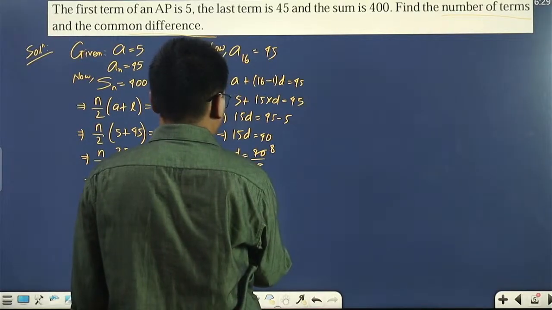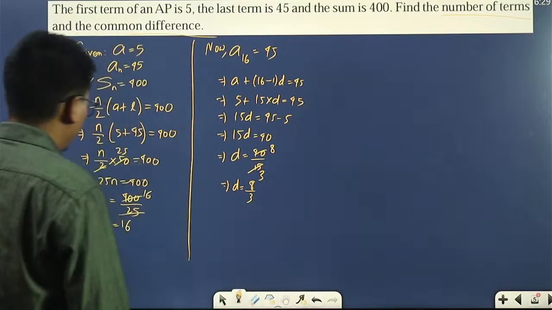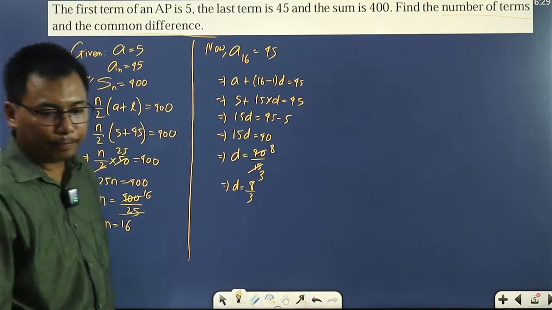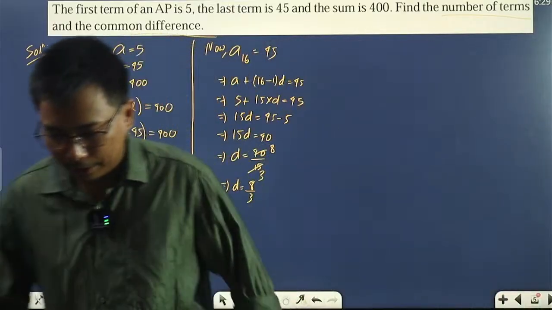5358. So d will be equal to 8 by 3. All right. So we have our number of terms and common difference here.